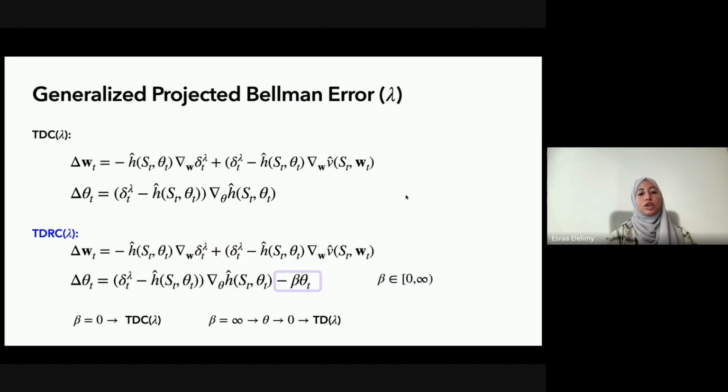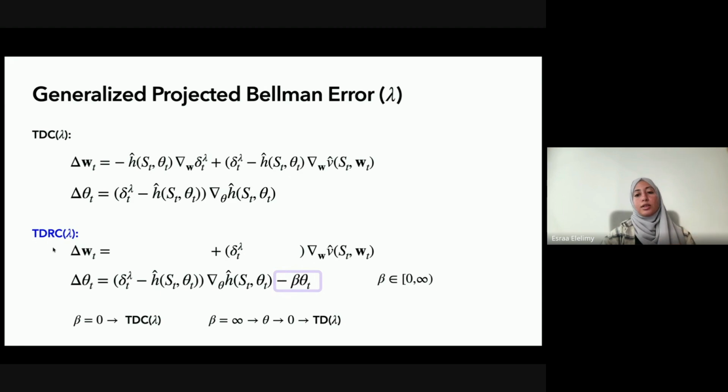And if beta goes to infinity, that means theta goes to 0. And if theta goes to 0, we get rid of those terms. Theta is the parameter for h, right? So we get rid of h, basically. And when we do that, we go back to the semi-gradient methods. So this beta allows us to move between these two types of algorithms, and this TDRC will end up being our main algorithm since it has all the components in it.